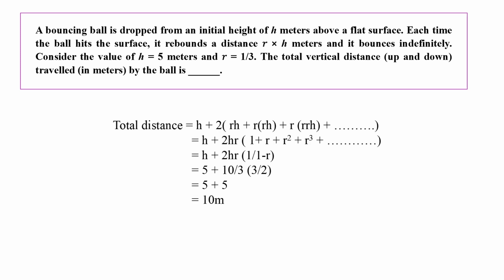Now, the total distance will be h plus 2 into r plus h because we have to calculate both the up and the down distance. Then it will be r into the h, that is the rh. So it becomes an infinite GP. So it is h plus 2hr upon 1 minus r. When you will put the values of h as 5 and r as 1 by 3, you will find that the total distance travelled by the ball is 10 meters. The answer is 10.